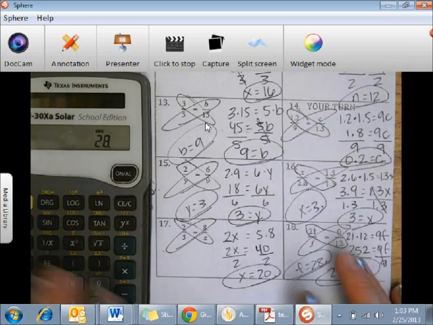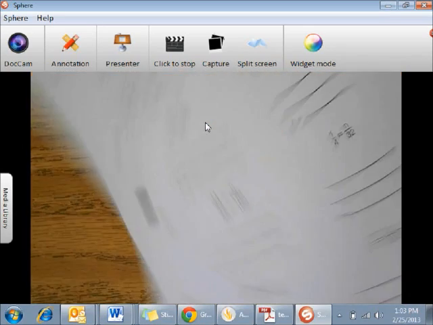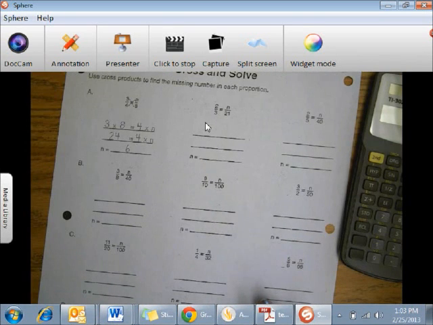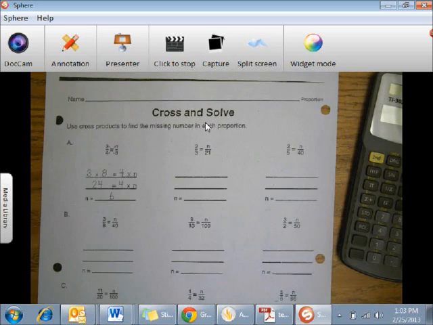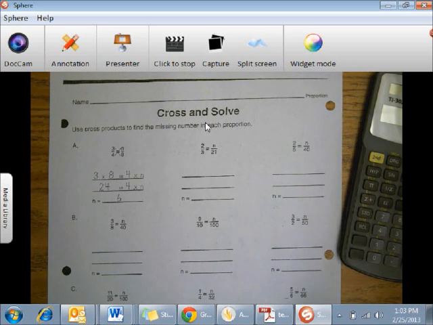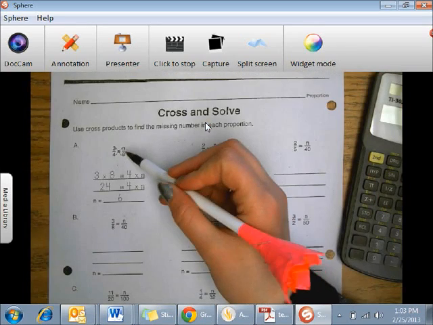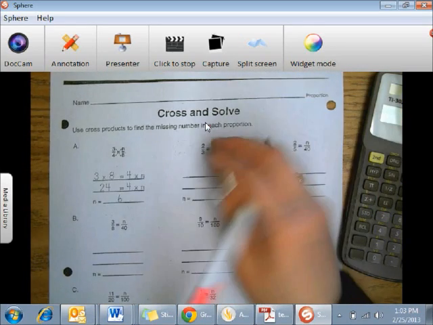So now you're going to flip it over, and your homework, I'll zoom out for you. Your homework is to do this worksheet called Cross and Solve. So it's the same thing like we did last time. You are doing the butterfly method as in number 1. I'll do this with you.